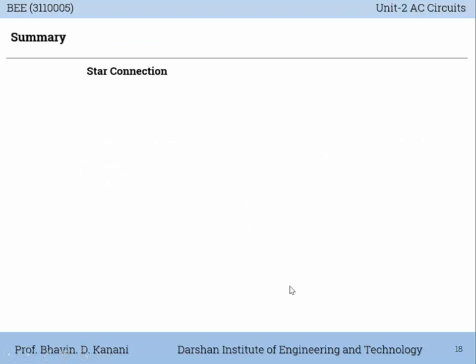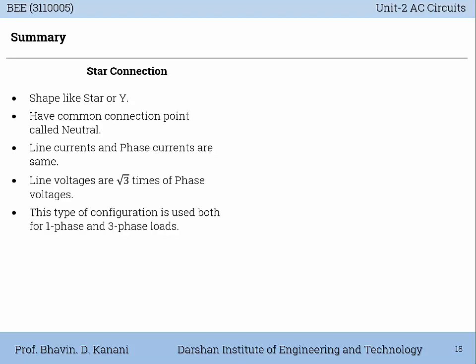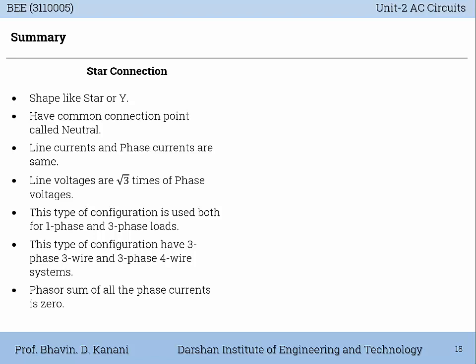At last, let us look at a summary. Let us take star connection first. It is shaped like a star and Y. It has a common connection point called neutral. Line currents and phase currents are the same. Line voltages are √3 times phase voltages. This type of configuration is used for both single phase and 3 phase loads. This type of configuration has 3-phase 3-wire and 3-phase 4-wire systems. In star configuration, the phasor sum of all the phase currents is 0.